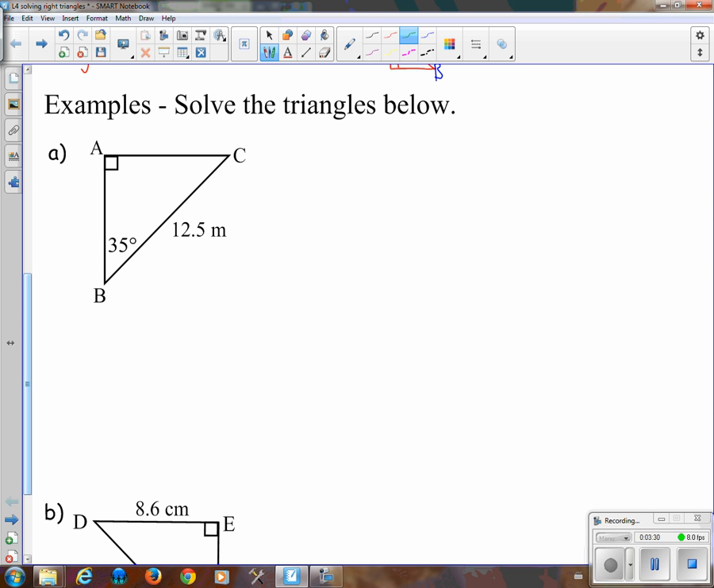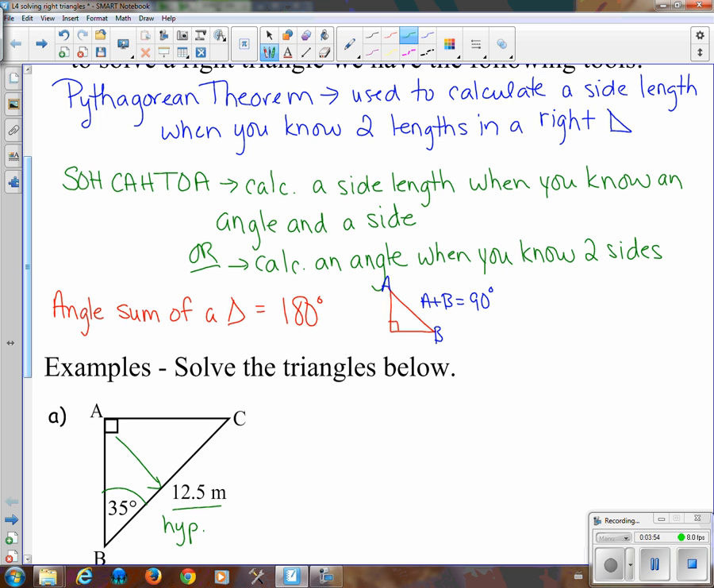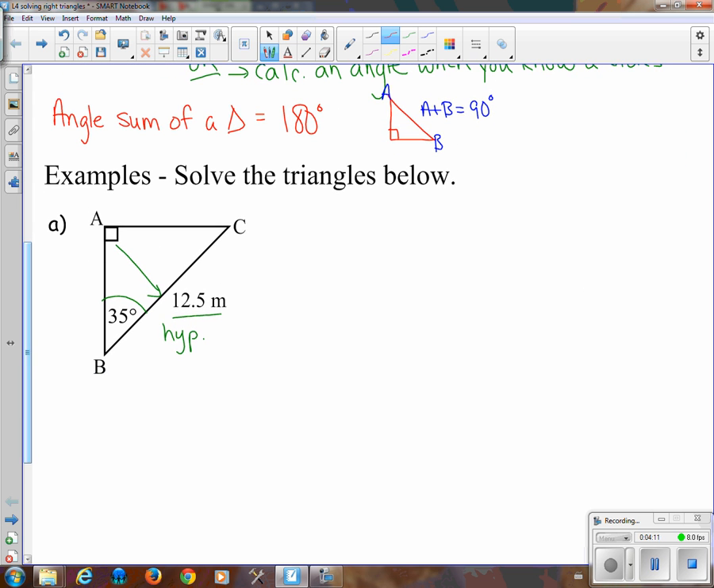When I look at an example, I examine the picture first and I decide what information I've been given. So I've been given an angle and I've been given a side length, specifically the side length of the hypotenuse, because I know it's across from the right angle. If I look at my list of three things I have to solve the triangle, one of them says when you know an angle and a side. In A, I know an angle and a side, so I should be using SOHCAHTOA.